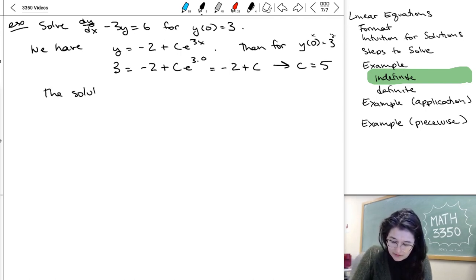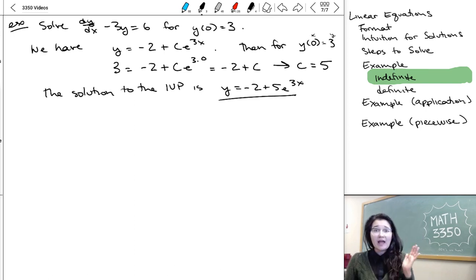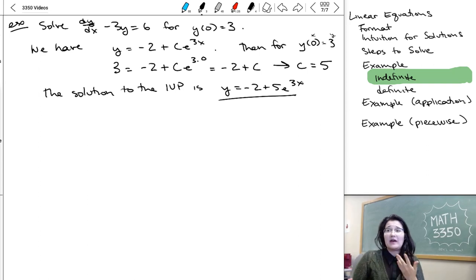So the solution to the initial value problem is y is equal to minus 2 plus 5e to 3x. And then you would be done. So dealing with that initial condition unknown constant is just one extra step in the problem.